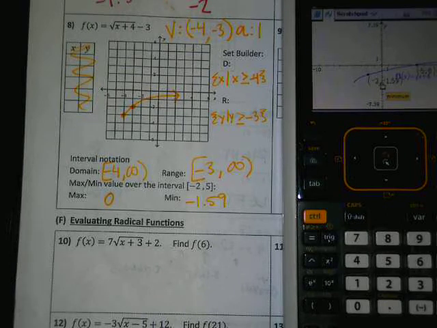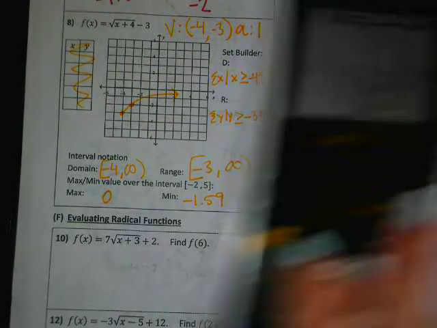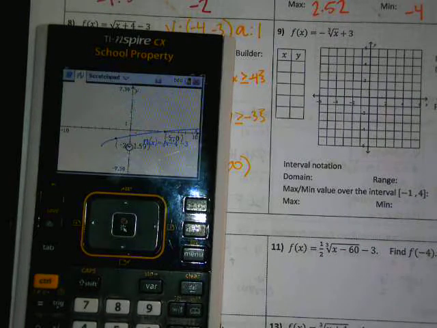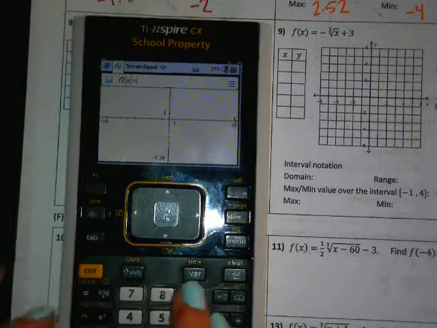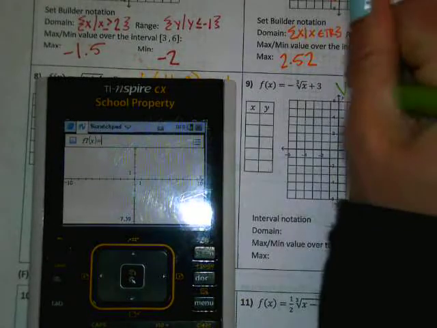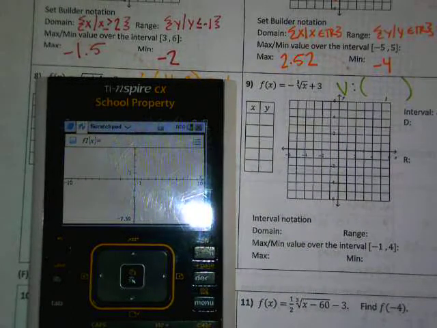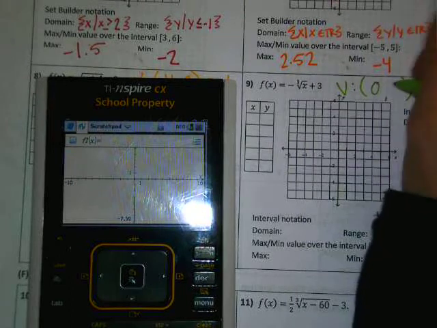All right, do y'all want me to do number 9? Yes, please. Okay, so on number 9, the vertex. Does anybody know it? 0, 3. 0, 3, yeah, 0, 3.